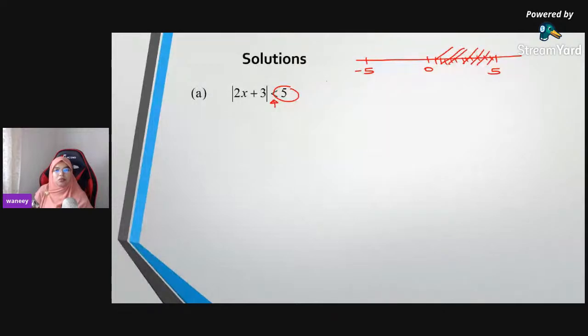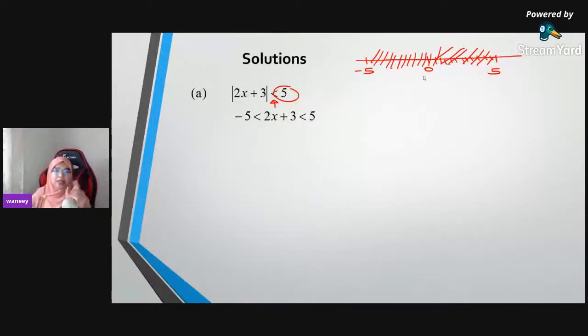Another one, 0 up until negative 5. This is also 5 unit. And I want the distance to be less than 5. So that means it should be somewhere inside here. Okay, so now you can actually combine everything into one. So that means 2x plus 3 should be in between negative 5 and 5. So dia panjang macam tu, kita boleh combine jadi satu lah. So negative 5 less than 2x plus 3 less than 5.